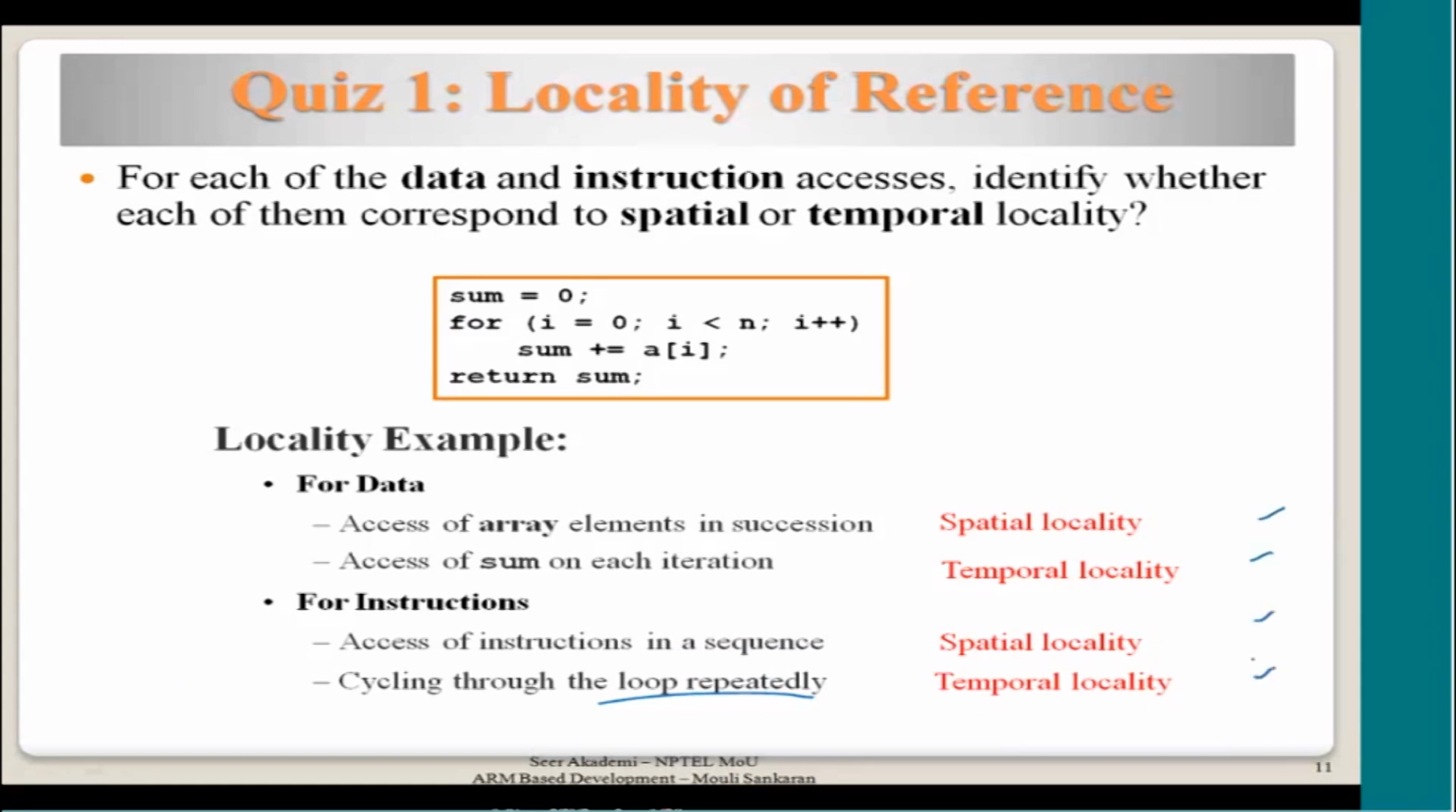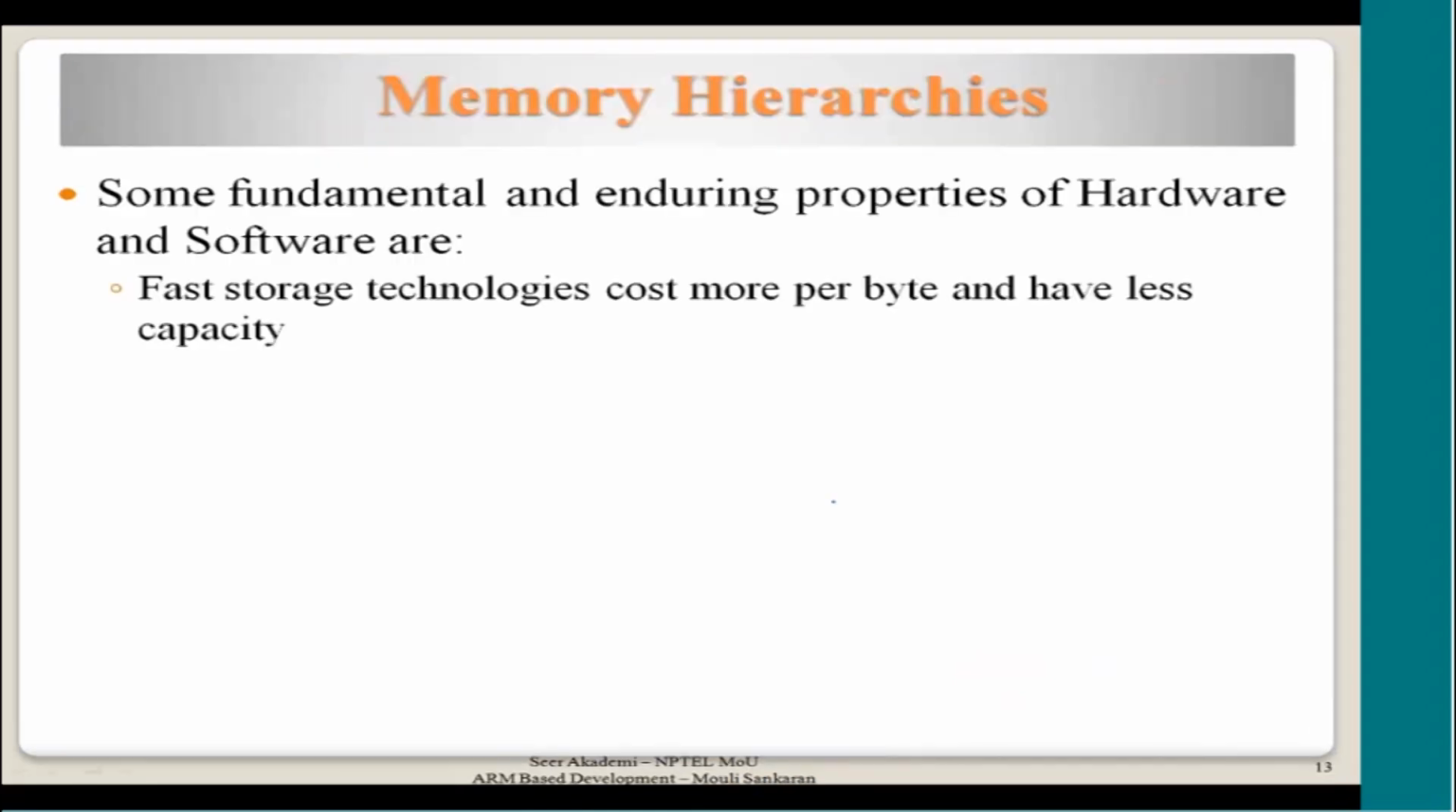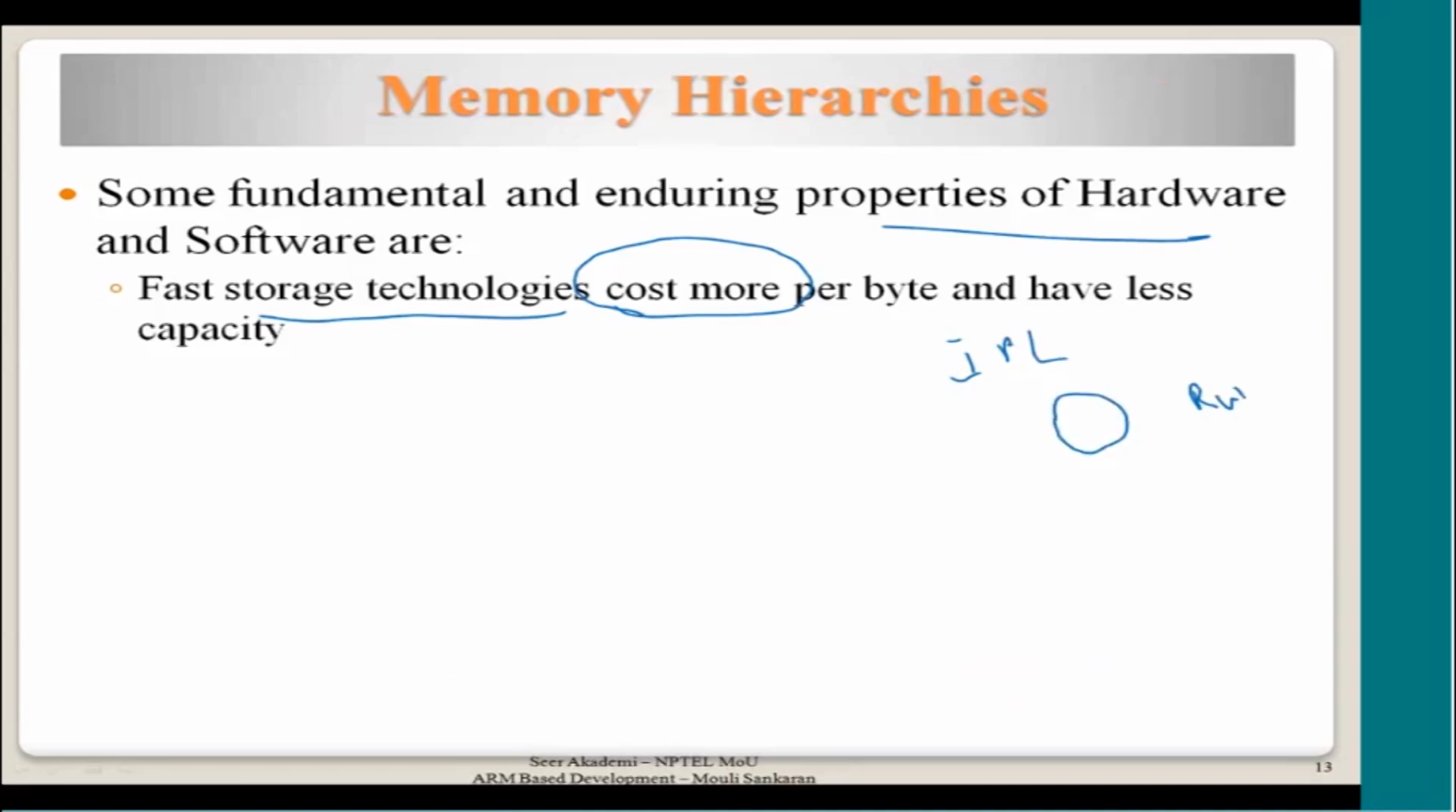Okay, let us go to memory hierarchy. Before we come to it, I think you are now convinced that it is required. I think we can go faster in the remaining cycle. Let us see some fundamental enduring properties of hardware and software. Fast storage technologies cost more. It is like in our Indian IPL team: in a cricket match, the person who holds the maximum run rate will cost more in the auction also. Correct? Cost is more based on the speed.